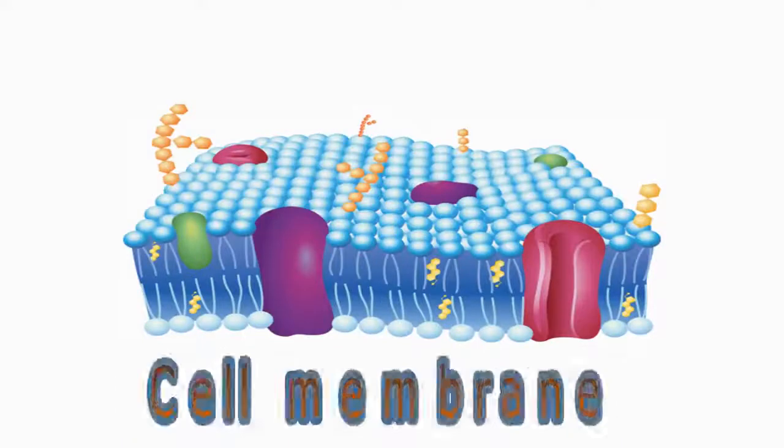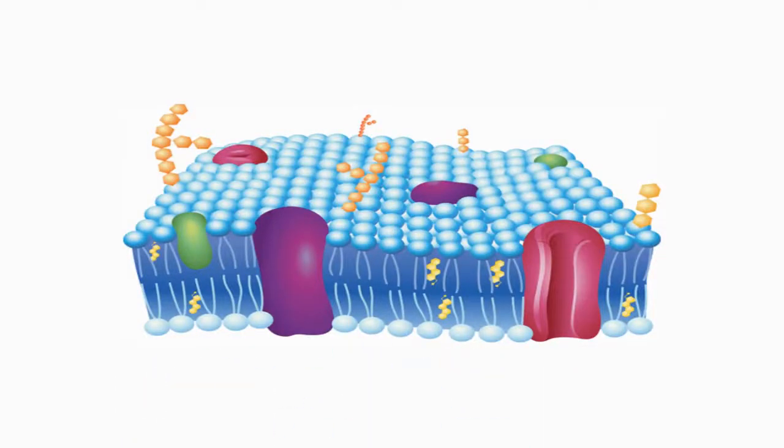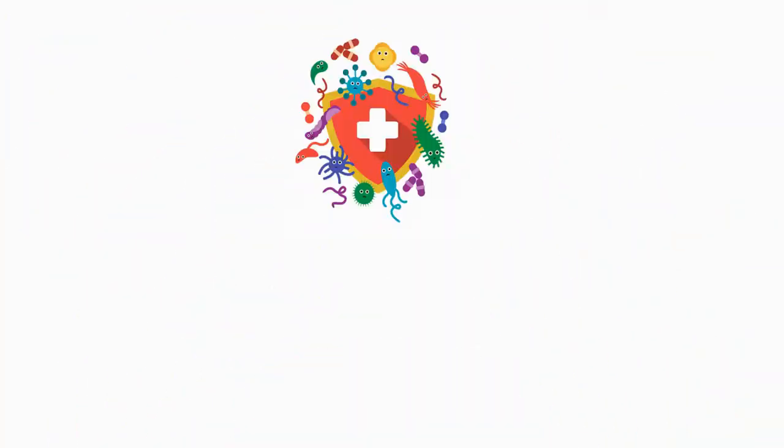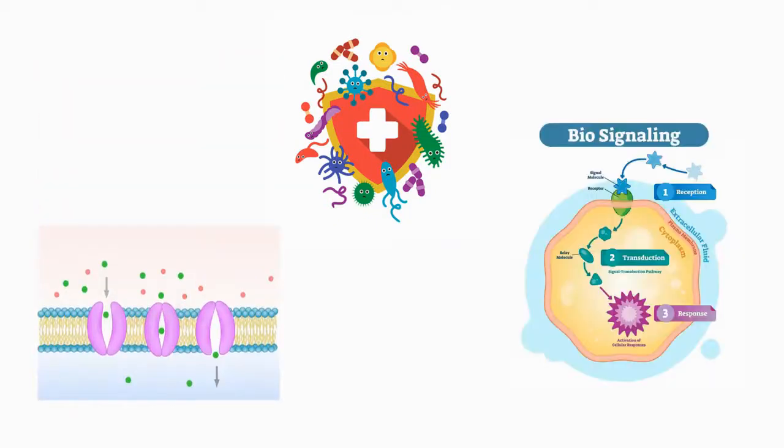The plasma membrane is a biological membrane that separates the interior of a cell from its outside environment. It protects the cell from its external environment, mediates cellular transport, and transmits cellular signals.